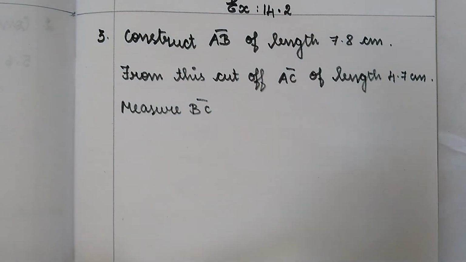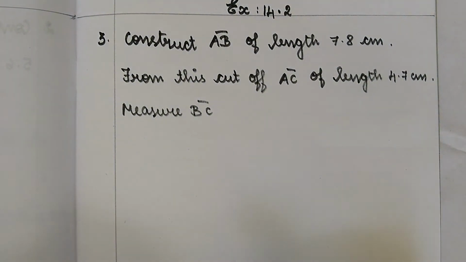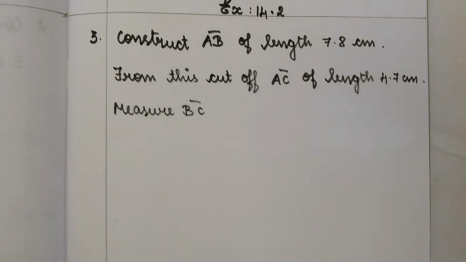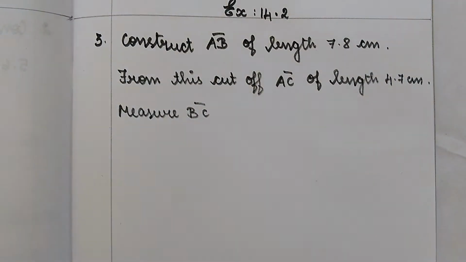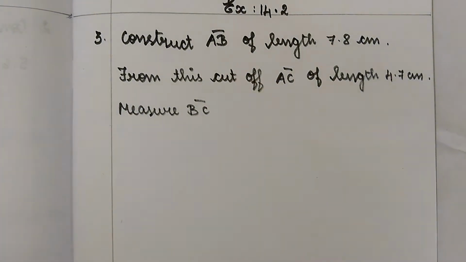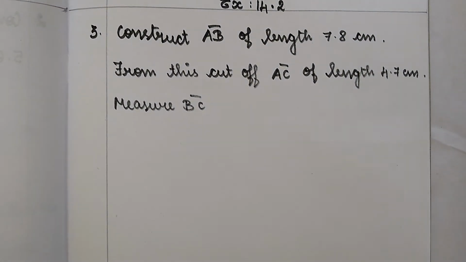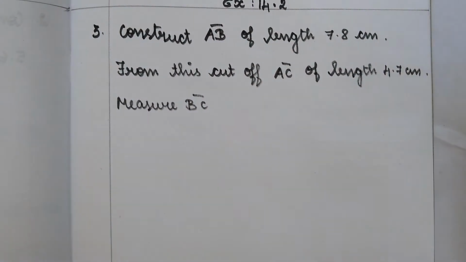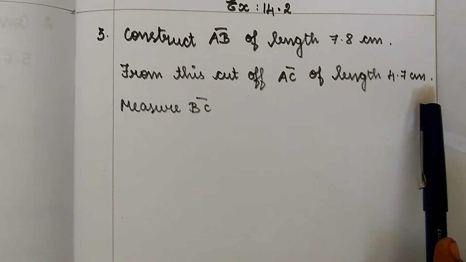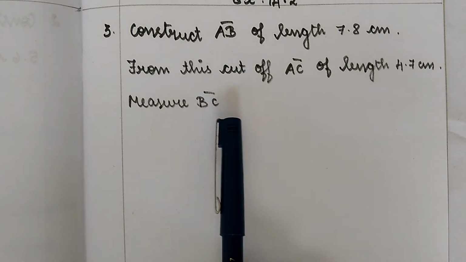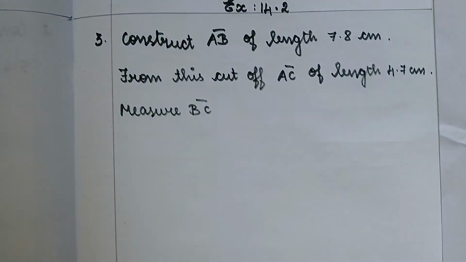Construct line segment AB of length 7.8 centimeter. First we have to draw a line segment AB of length 7.8 centimeter. From this cut off AC of length 4.7 centimeter. So we have to plot the point C in between of line segment AB. The length of AC is 4.7 centimeter. Now we have to measure the line segment BC. First we have to draw a rough figure.